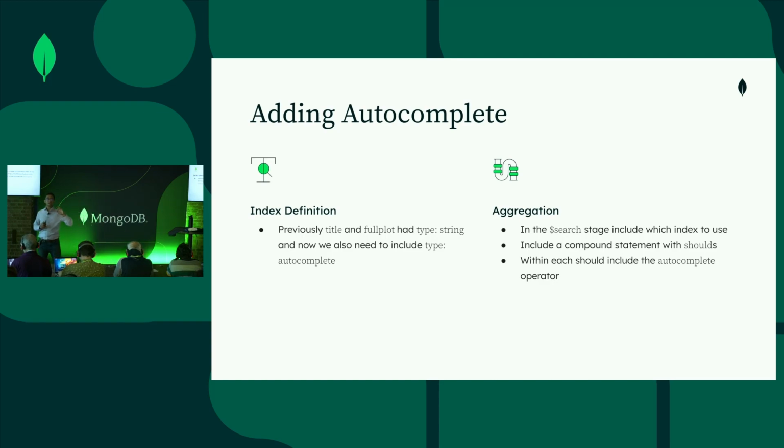In that compound query, we'll have two should clauses. Think of it like an "and" kind of clause. In there, we define that this field title should match autocomplete, and this field called full plot should also be autocomplete. That's it, right? So that's how I iterate my query using the autocomplete operator. The documentation for these is readily available on our docs page, and I can also discuss in more detail if you're interested in these things.